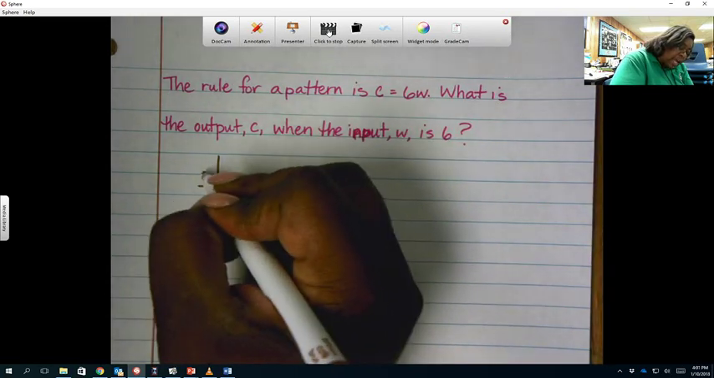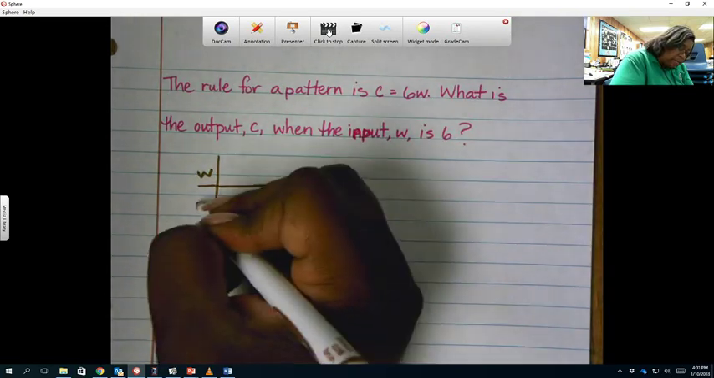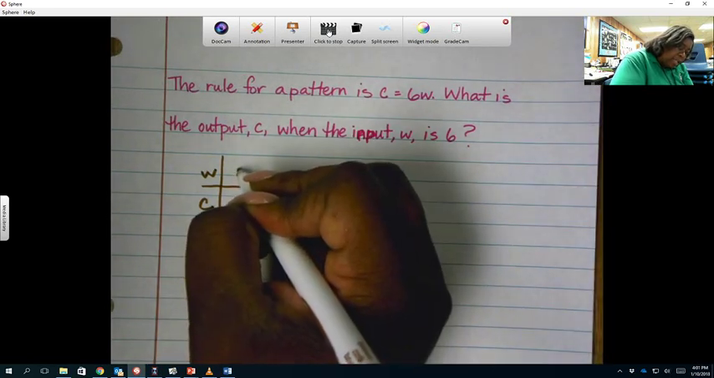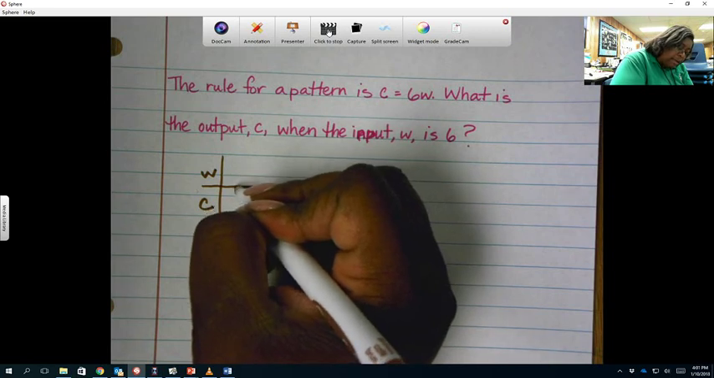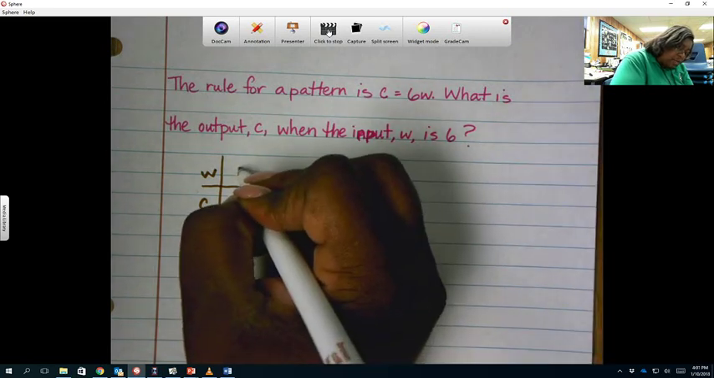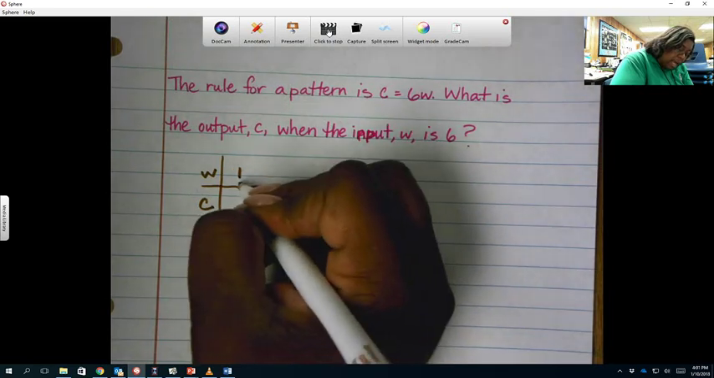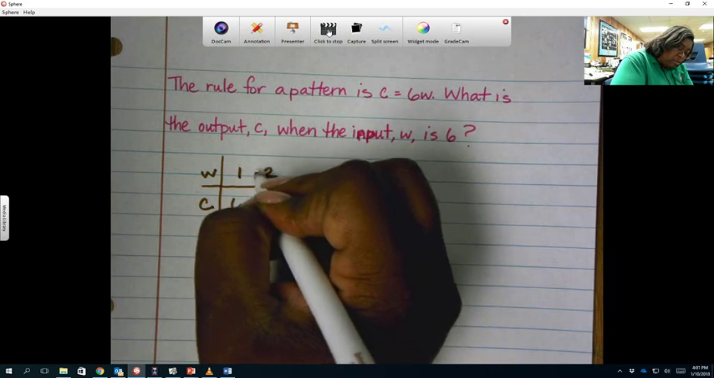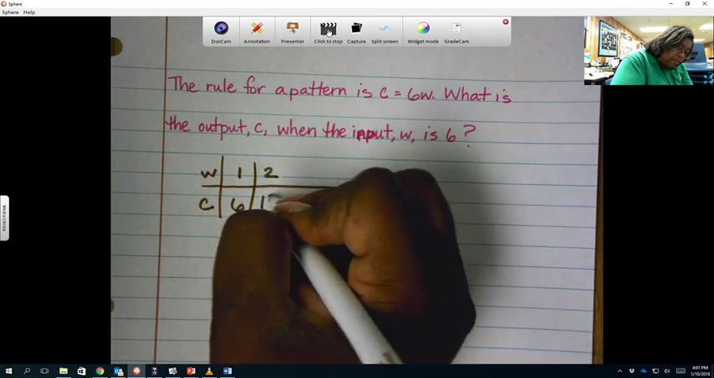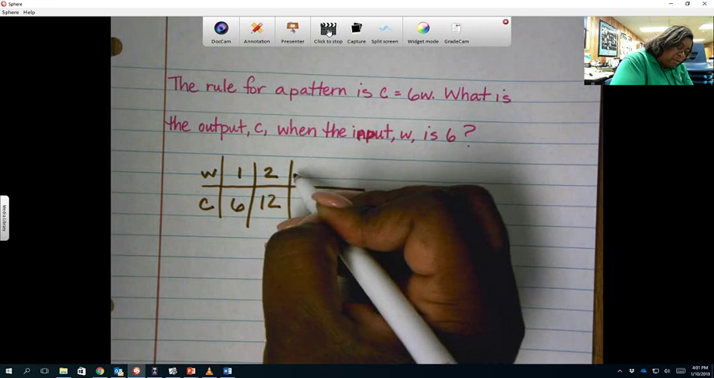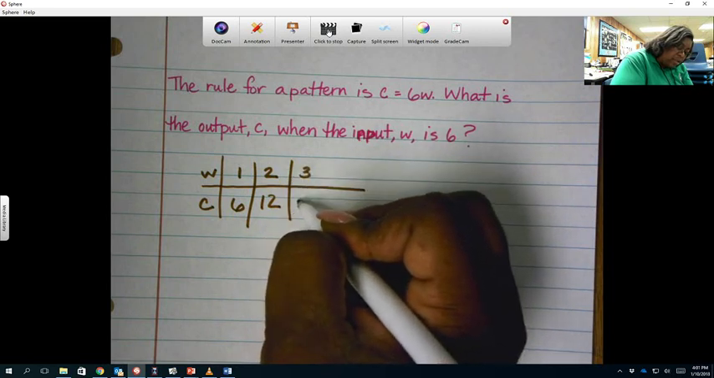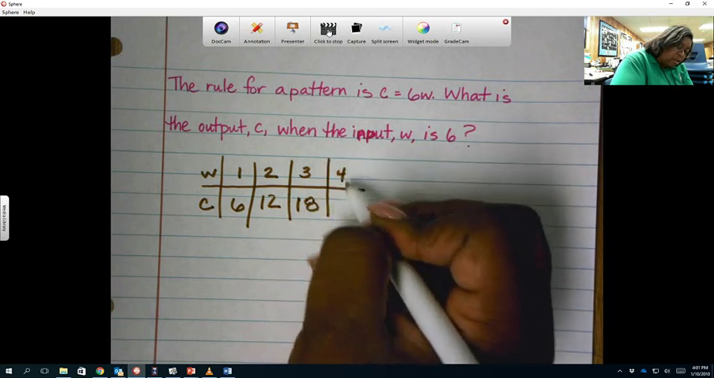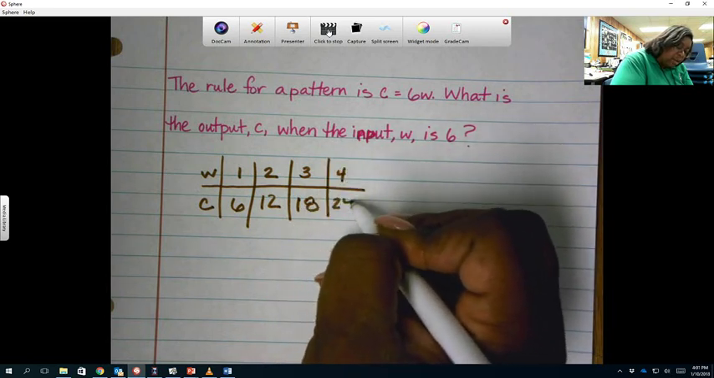It's saying that W is your input, C is your output. It says that I'm going to take some number times 6 to get C. So if I start with 1 times 6 will give me 6. If I do 2 times 6 will give me 12. If I do 3 times 6 will give me 18. If I do 4 times 6 will give me 24.